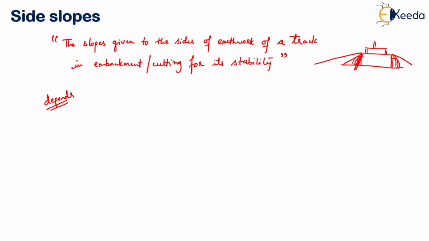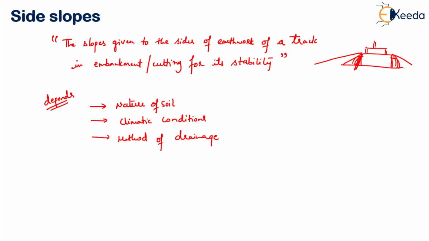So the side slope depends upon what? Nature of soil. Next, climatic conditions. Next, method of drainage which we provide. Next, height of track in both embankment and your cutting, right? So on all these things it will depend.